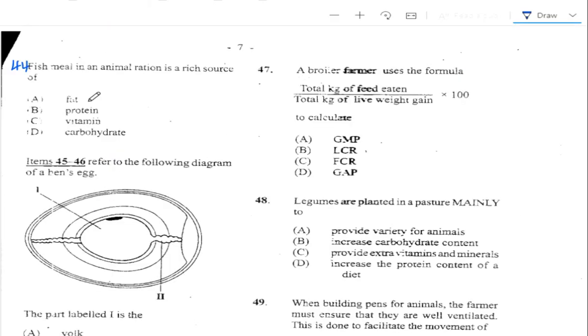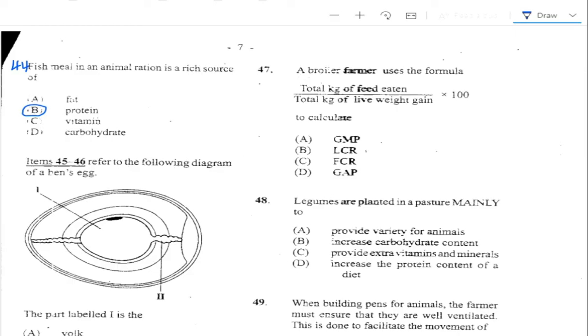Question number 44. Fish meal in an animal ration is a rich source of A, fat, B, protein, C, vitamin, D, carbohydrate? The answer is B, protein. So fish meal, fish, a lot of protein in fish.